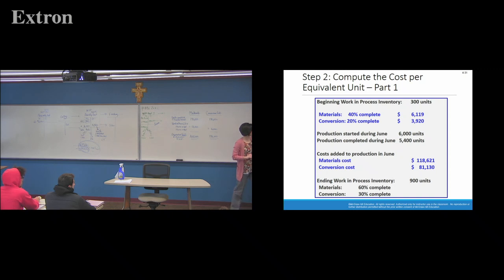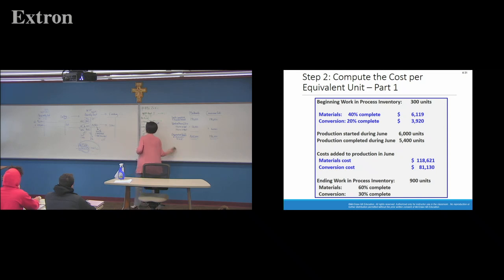Drop down to the middle here, a little lower than the middle. Costs added to production in June, materials cost. So look, in June, we added another 6,000 units, right? Those units cost $118,621. So I'm going to do the same thing. I'm going to add them, $118,621. So these units cost this much. Okay? You with me? Make sense?